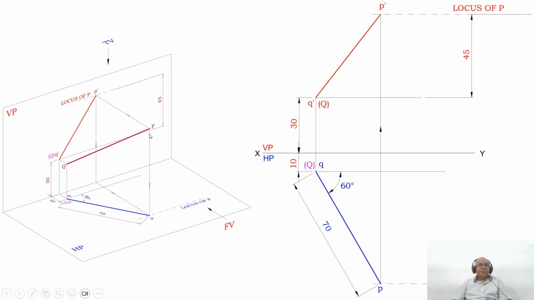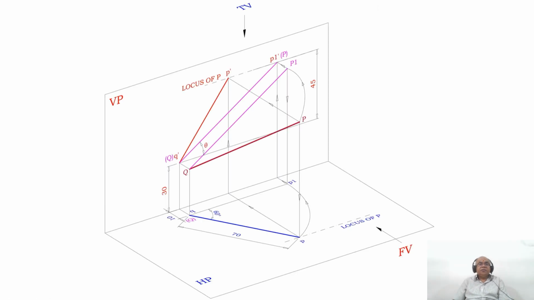When you look from the front view, P is projected onto the locus of P, so you got P dash, and then join between P dash and Q dash, which is going to be the front view, and this is going to be the locus of P. Once you get this, now we need to find out what is the true length in the front view and also the true length in the top view. So how to do that?